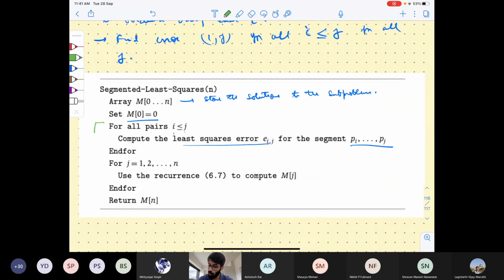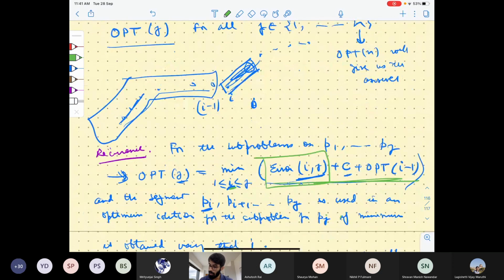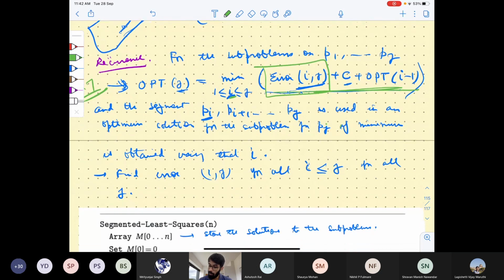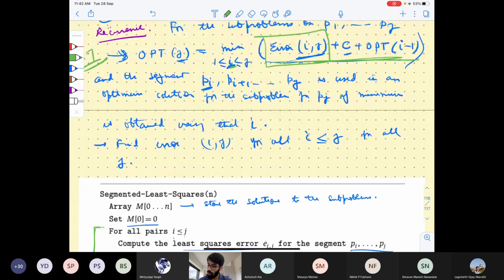So first you compute this. So we'll see, first let's go through what the algorithm does. And then for j equal to 1 to n, use the recurrence, let's call it recurrence 6.7. It's there in the book, and the number is 6.7. So use the recurrence to compute mj.